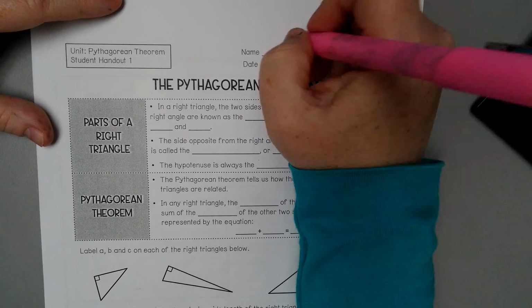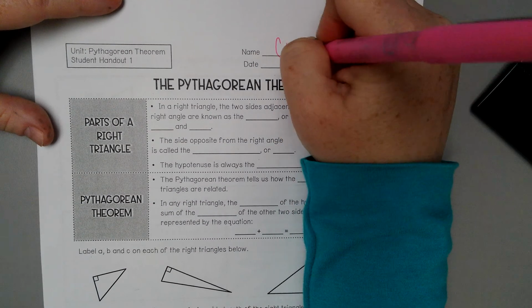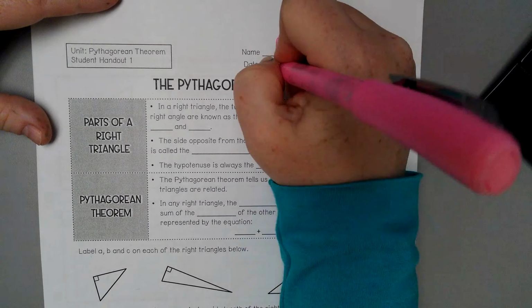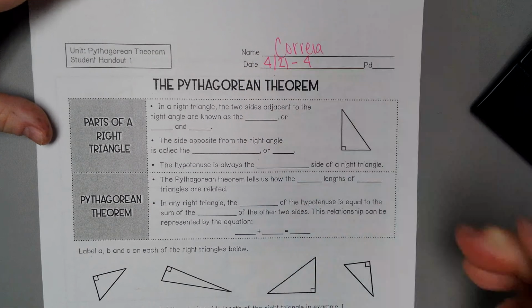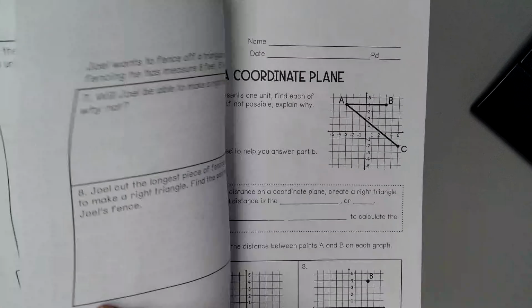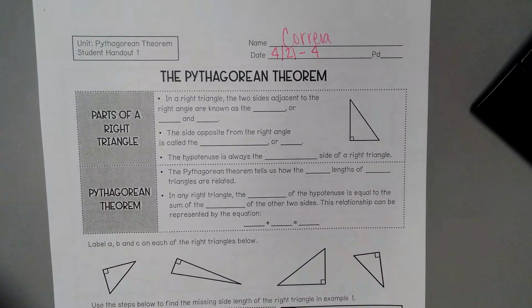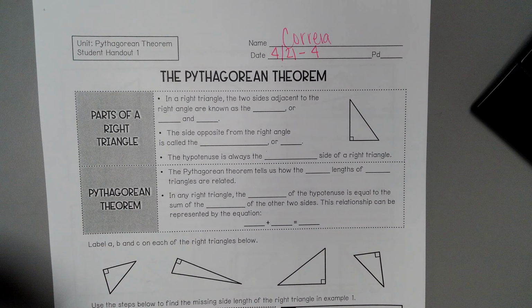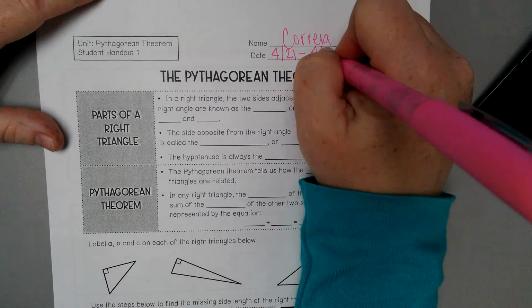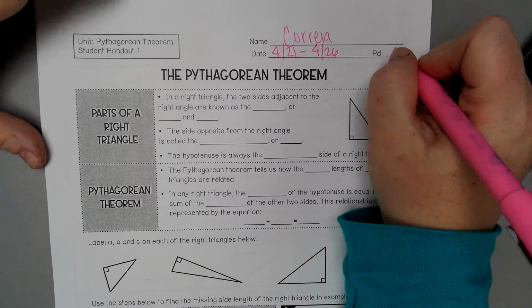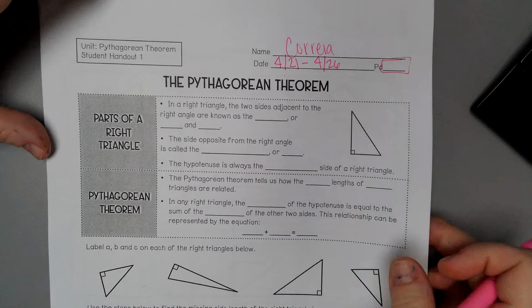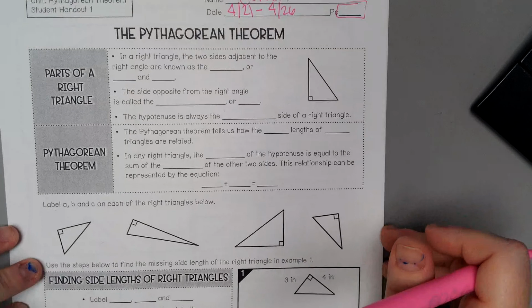So you should have your name up here. The date really doesn't matter. It'd be 4/21 to, I don't know, maybe 4/26, 4/27, somewhere in there. I really don't know how long we'll be using this. And then whatever class period you have. That way, if it gets lost, it can be found.